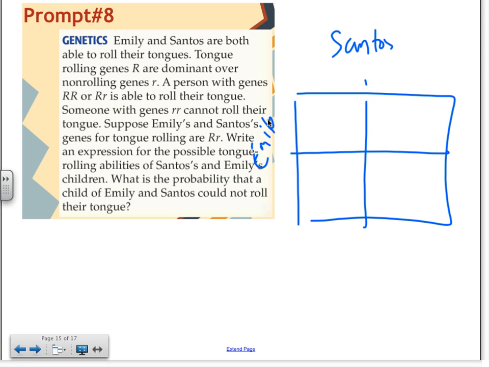Now for Santos, what genes do you put on him? Big R and small r. And what about for Emily? Big R, small r as well. So big R, small r. Maybe you should use a different color for you to see. Big R, small r. There you go.